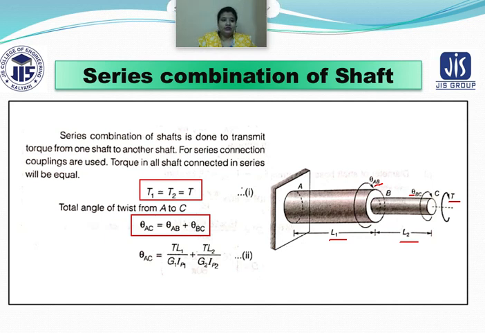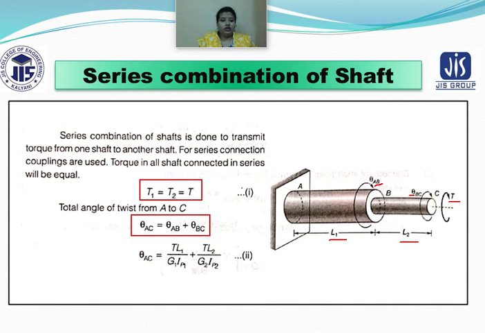Again, I'm repeating, this series combination of shaft is basically done to transmit the torque from one shaft to another. For series connection, couplings are basically used and the torque in all the shafts connected in series is equal to one another, that is T1 is equal to T2 equal to T. So if I look at the total angle of twist from A to C, then I must say theta AC is equal to theta AB plus theta BC.